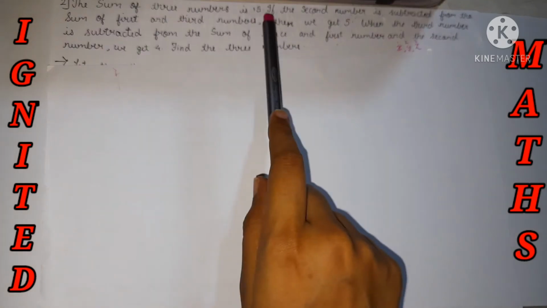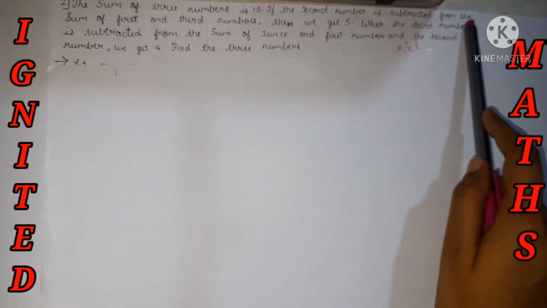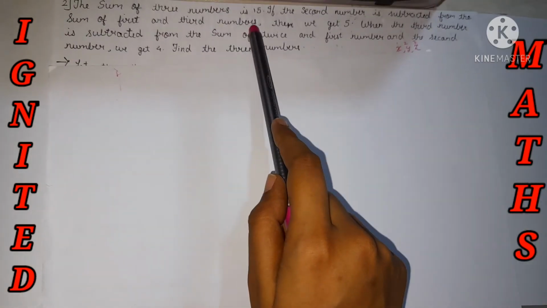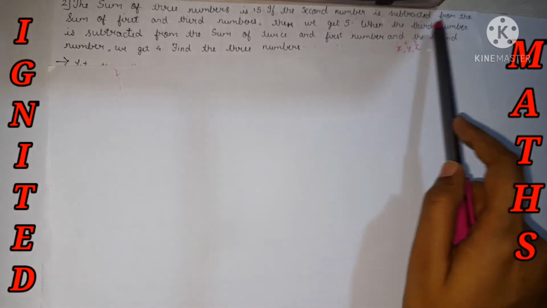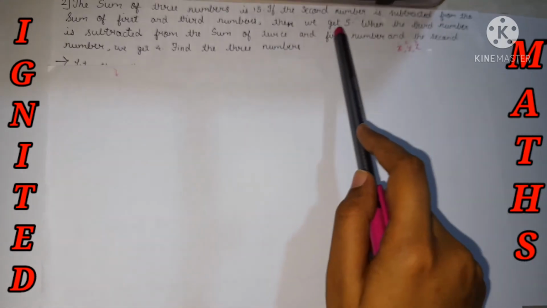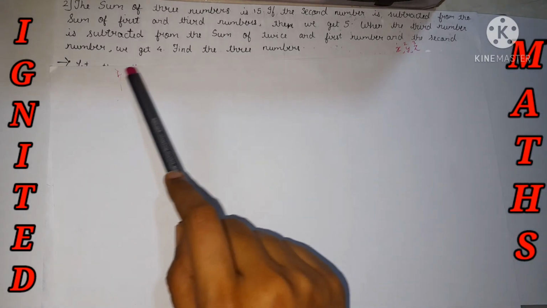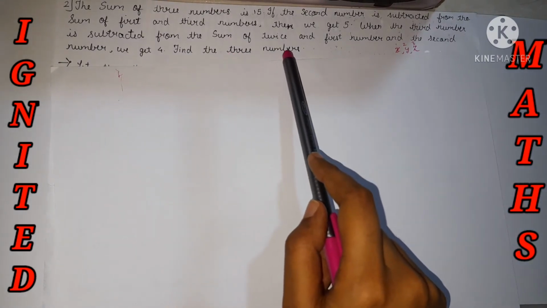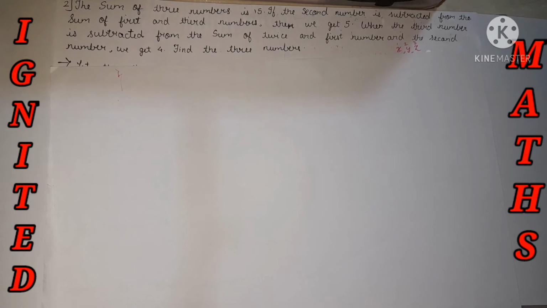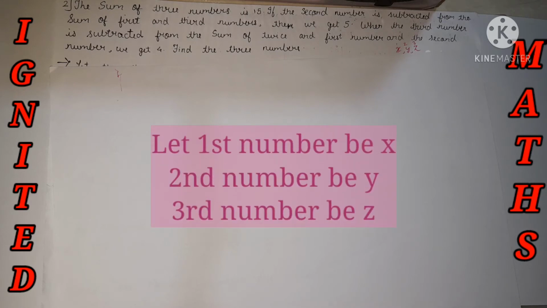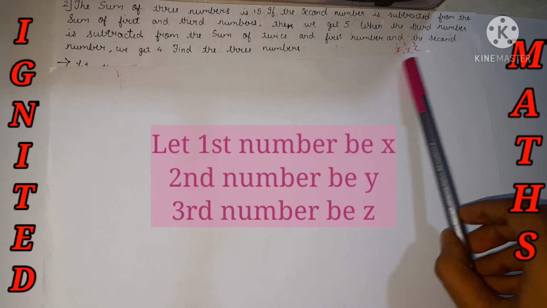The sum of three numbers is 15. If the second number is subtracted from the sum of the first and third number, then we get 5. When the third number is subtracted from the sum of twice the first number and the second number, we get 4. Find the three numbers. So it's completely based on the three numbers, that is the first number, second number, third number, as repeated in the word problem. So let's take the first number to be x, the second number to be y, and the third number to be z.